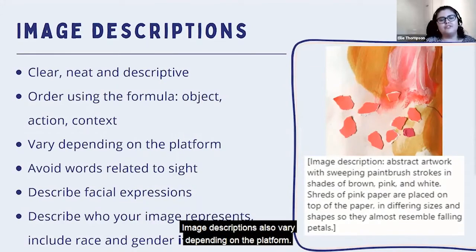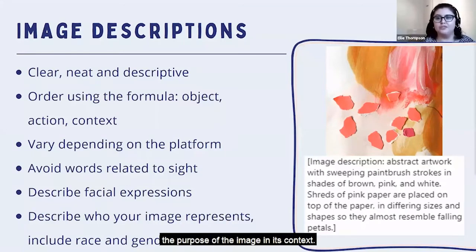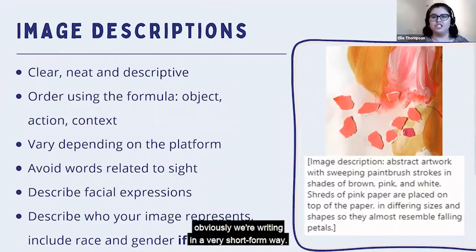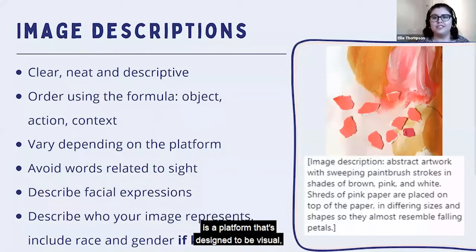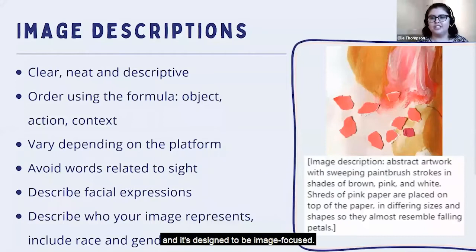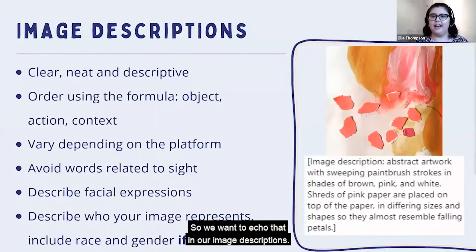Image descriptions also vary depending on the platform. So really keep in mind the purpose of the image in its context. So I know that on Twitter, obviously we're writing in a very short form way. So your image descriptions may echo that and be a little bit shorter, very concise and to the point. Instagram, on the other hand, is a platform that's designed to be visual, and it's designed to be image focused. So we want to echo that in our image descriptions. We want to make them a little bit more descriptive and making sure that we're really encompassing everything that we're hoping sighted people will see in the image too.